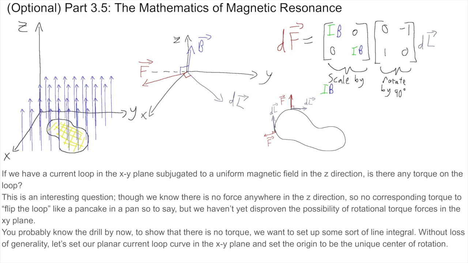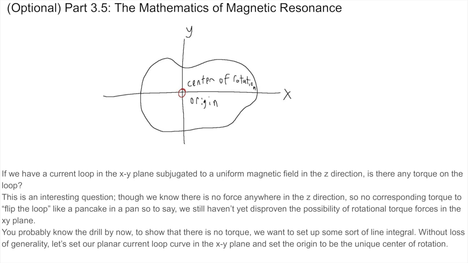If we have a current loop in the xy plane subjected to a uniform magnetic field in the z direction, is there any torque on the loop? This is an interesting question. Though we know there is no force anywhere in the z direction, so no corresponding torque to flip the loop like a pancake in a pan, so to say, we haven't yet disproven the possibility of rotational torque forces in the xy plane to, so to say, rotate the pancake in the pan.